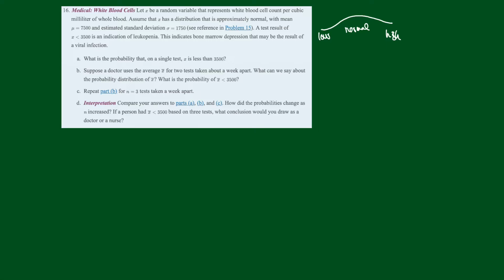So we're assuming that x is normal. We are told to assume that x has a distribution that's approximately normal with mean, I better write this stuff down here. The mean is 7,500. Let me write it so it's readable.